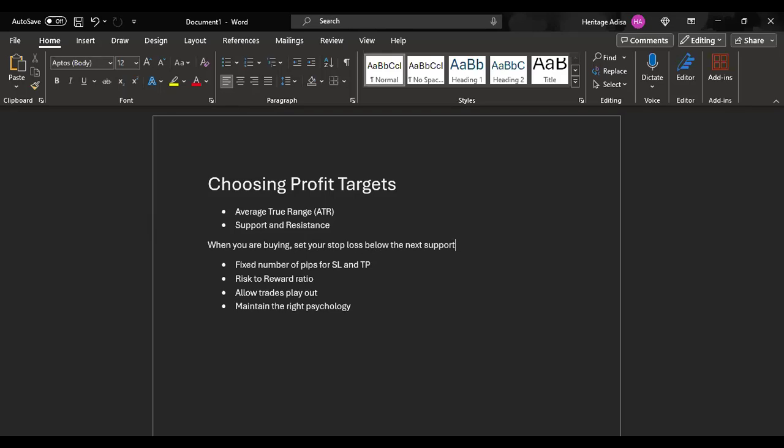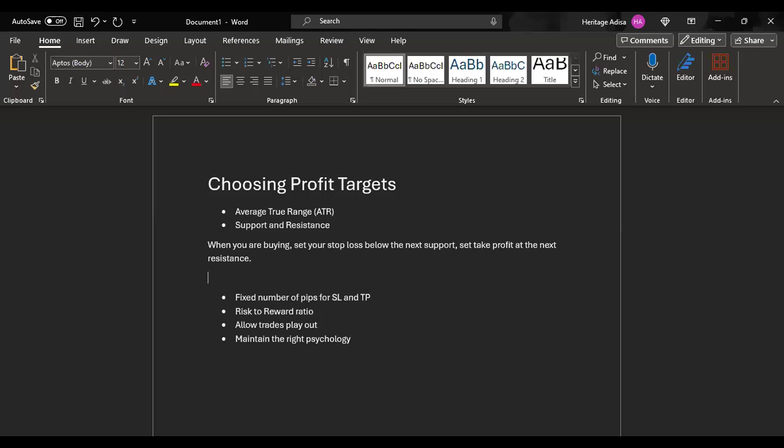Below the next support, and then take profit at the next resistance. When you're buying, set your stop loss below the next support and set your take profit at the next resistance.